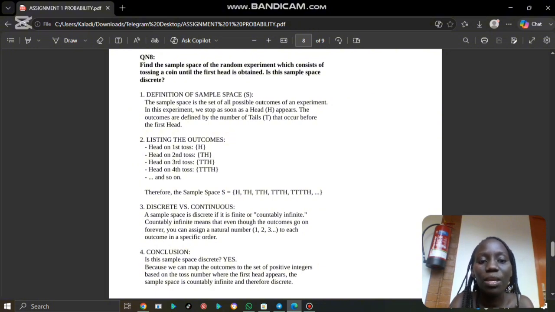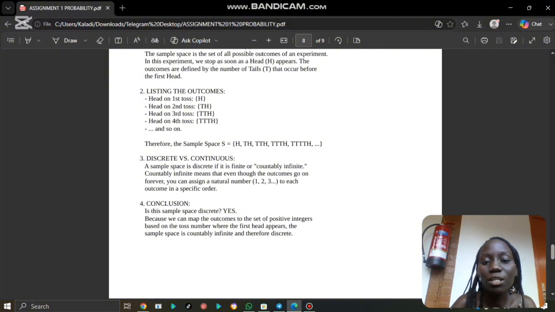So on the first toss, it will be a head alone. Then on the second toss, a tail and a head. Then on the third toss, two tails and a head, and so on, till the nth toss. Now it creates a sample space that looks something like this: a preceding number of tails, or even none, as in the first case, and then ending with an H. That's until the first head is gotten. So that's the sample space.